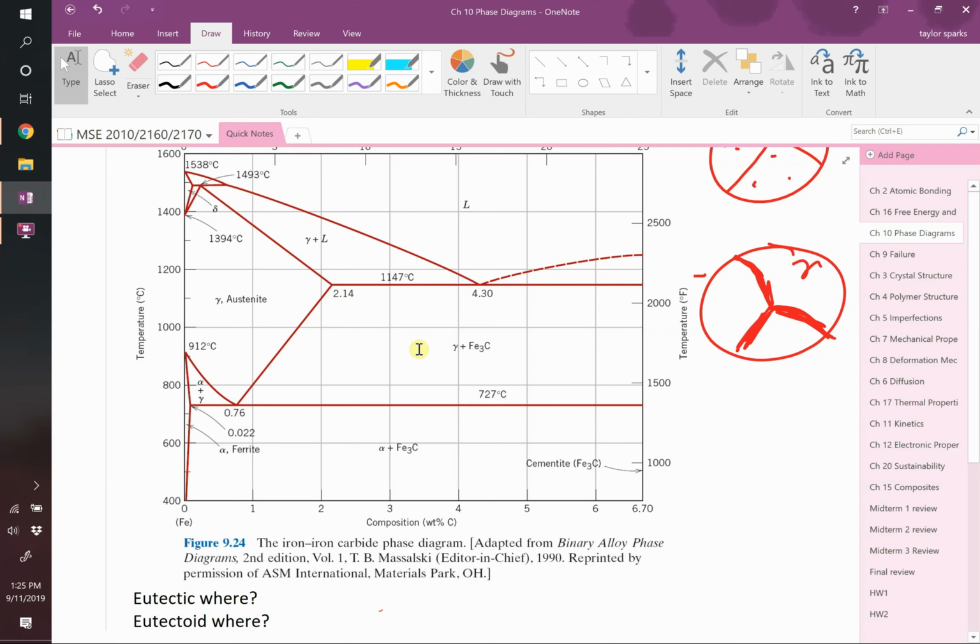Hypo-eutectoid to the left, the low carbon steel is going to be way more ductile than high carbon steel. High carbon steel is going to be much harder. So if you're making tools like dies or tools, you're going to make them out of high carbon steel. And there's other reasons. We haven't even talked about dislocations yet, so we'll come back to that later.